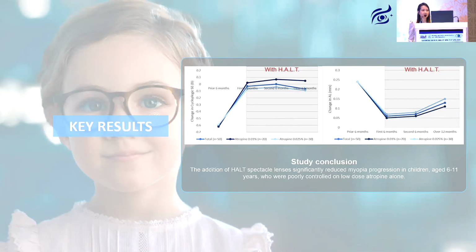What are the key results that we have? If you look at the chart, on the left-hand side is spherical equivalent, and on the right-hand side is change in axial length. You can see that once we started the hot lenses, there is a significant slowing down of the rate of progression in both spherical equivalent as well as axial length in these children after adding on hot lenses on top of their low-dose atropine.